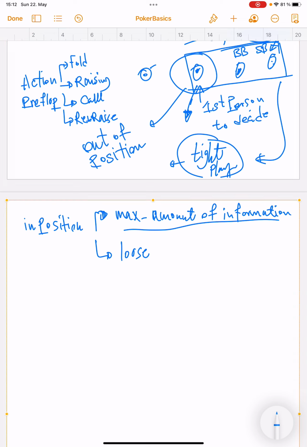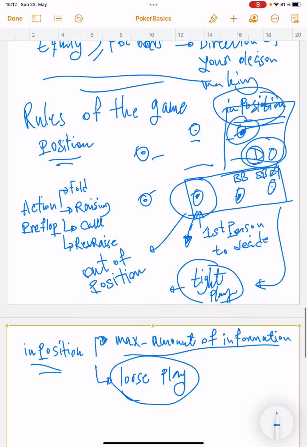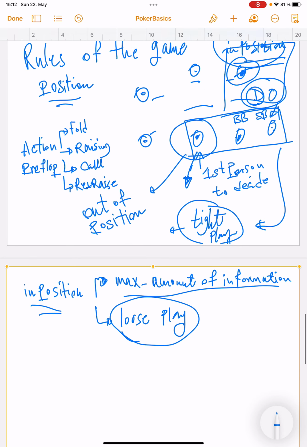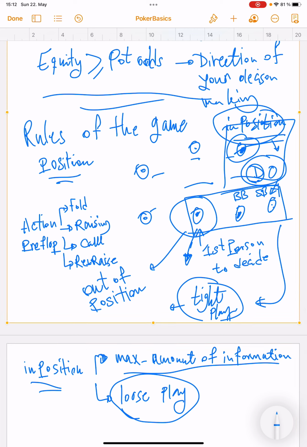And the people who are in position, they can have a little bit of flexibility or freedom. They can play a little bit loose. At least this is the general trend. Why? They usually exploit it. The people who are in position usually exploit their position.